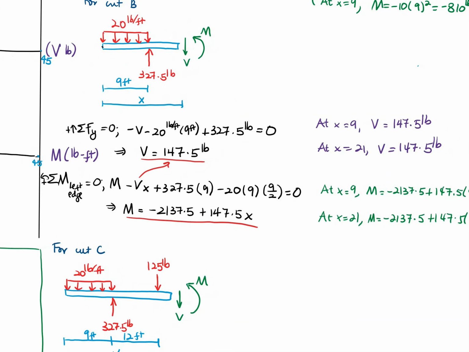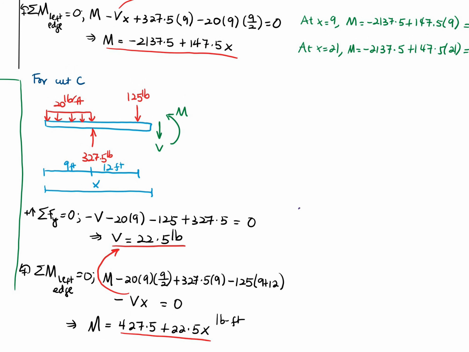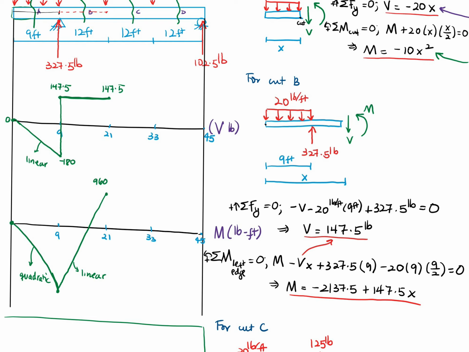Alright, we're almost done. So the next one, we're going to go to cut C. So at x equals 21 feet, v equals 22.5 pounds, and at x equals the other extreme, 33 feet, v equals 22.5, right? Because there's no x involved here. So going back to the drawing, at 21 we're going to go down to 22.5, and then at 33, 22.5.